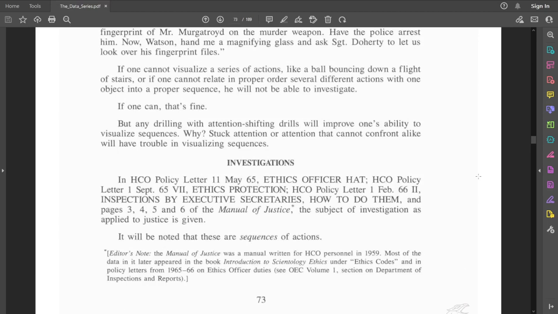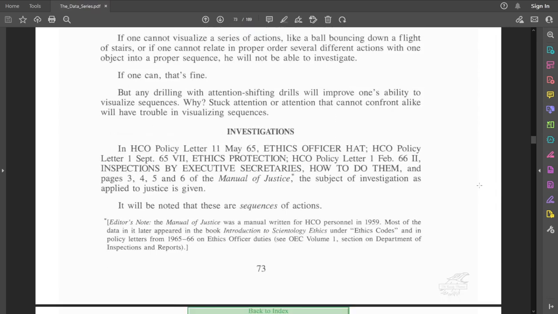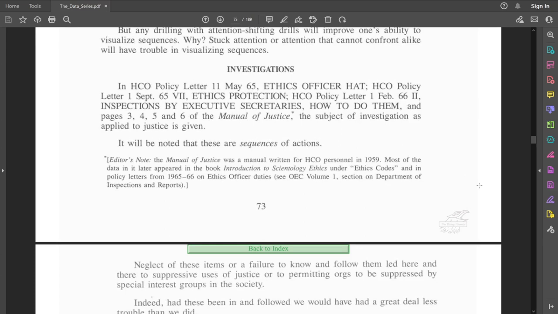Investigations. In the policy letter of the 11th of May, 1965, Ethics Officer Hat, the policy letter of the 1st of September, 65, number 7, Ethics Protection, the policy letter of the 1st of February, 66, version 2, inspections by executive secretaries how to do them, and pages 3, 4, 5, and 6 of the Manual of Justice, the subject of investigation as applied to justice is given. It will be noted that these are sequences of actions. Justice stuff will be inside the Scientology ethics book.